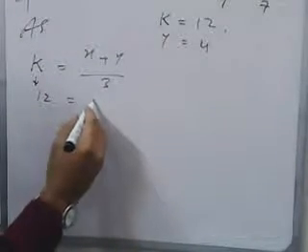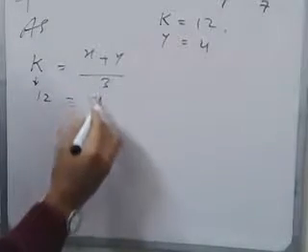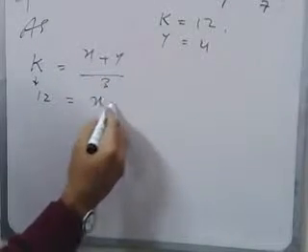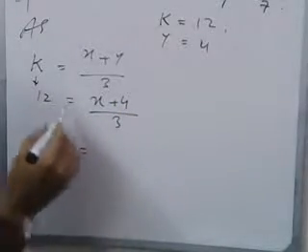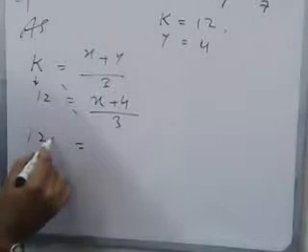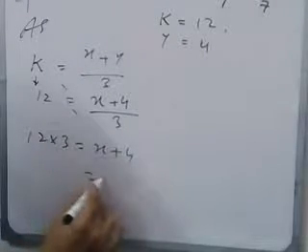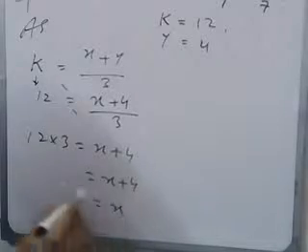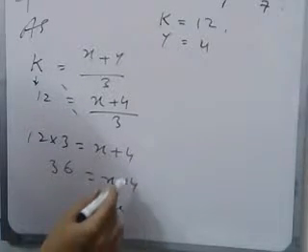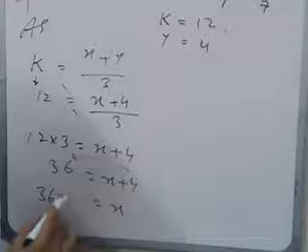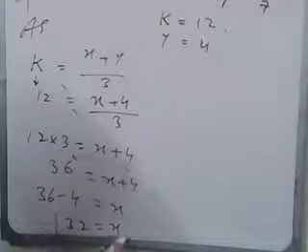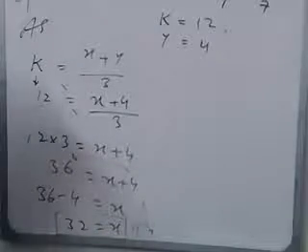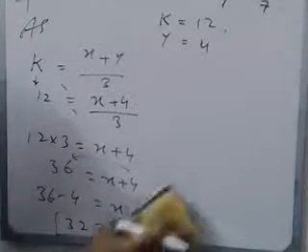The value of k is 12 and the value of x we have to find, so write down as same, plus y is given to you, 4. After putting the values using cross multiplication, you will get 12 multiplied by 3, x plus 4. You need the value of x, 36. Shift this constant term to one side, so you will get minus 4. So the value of x is 32. By the simple method we have solved it.